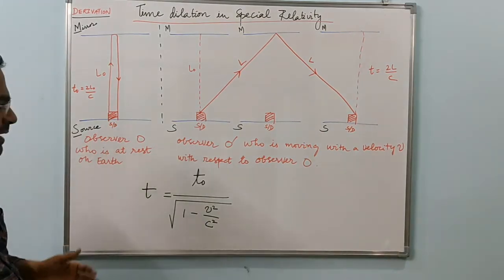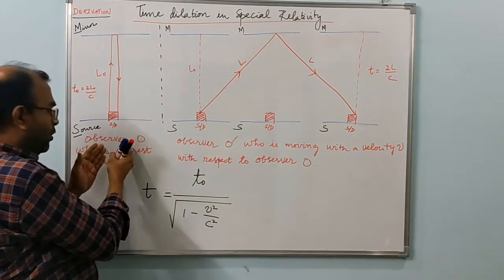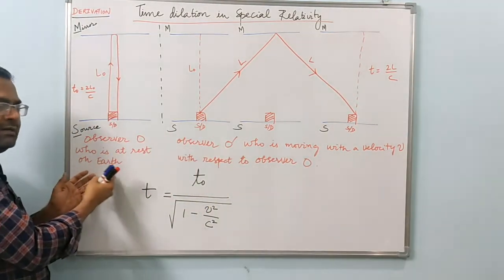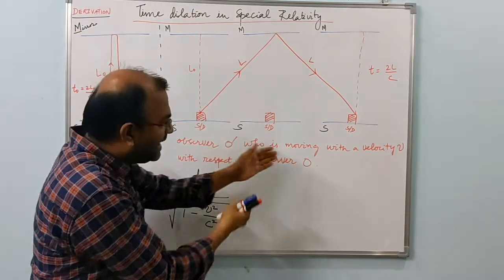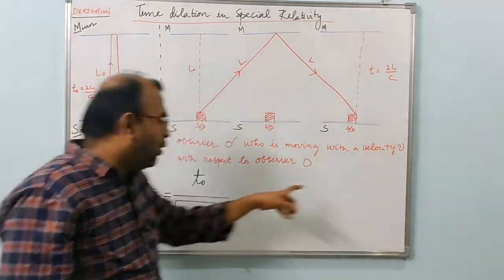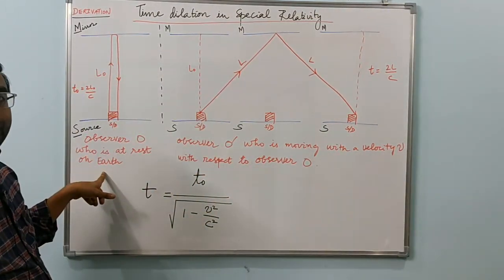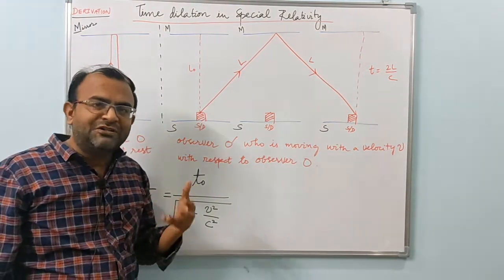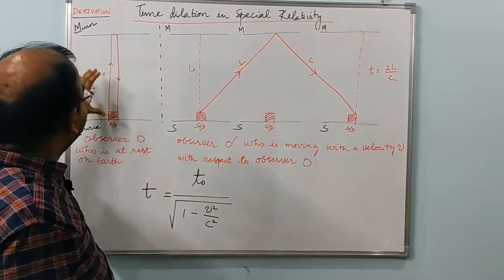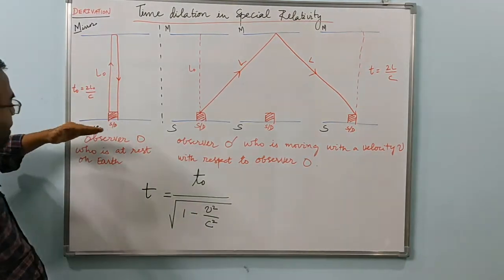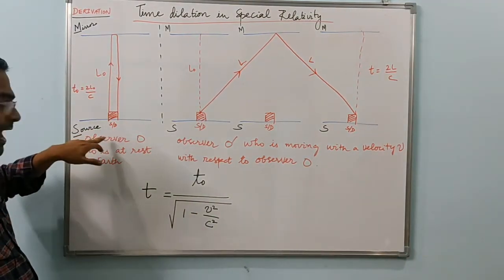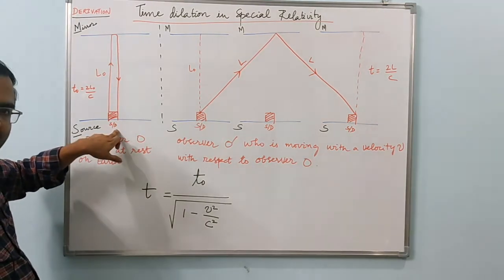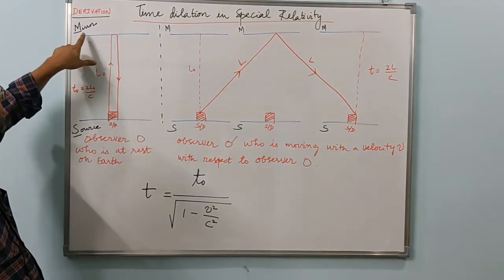In this thought experiment, we have two observers, observer O and observer O prime. Observer O is at rest on the earth, whereas observer O prime is traveling at a velocity V with respect to the observer O. Now both the observers should have some way of measuring time. There is a simple setup here. There is a source of light which also acts as a detector, D, and there is a mirror.